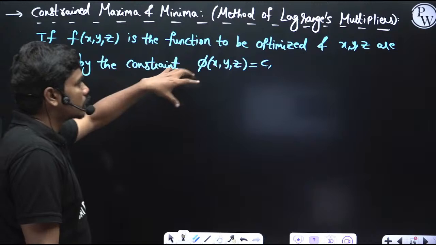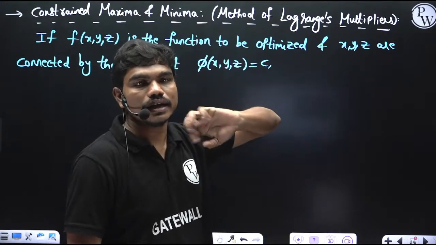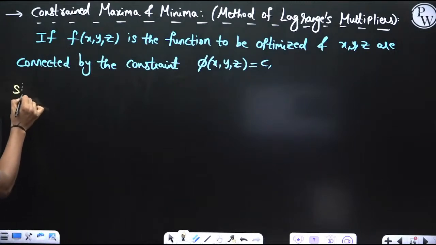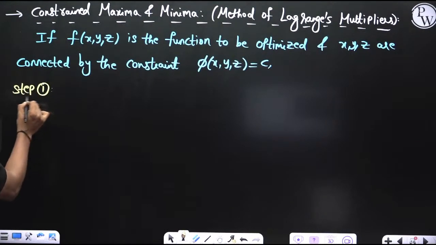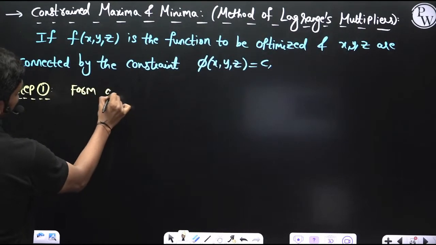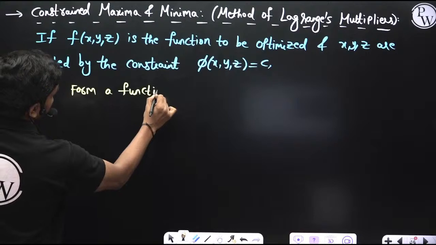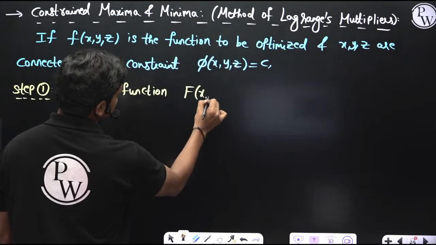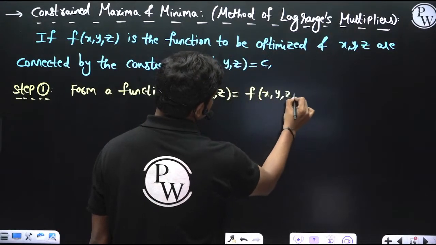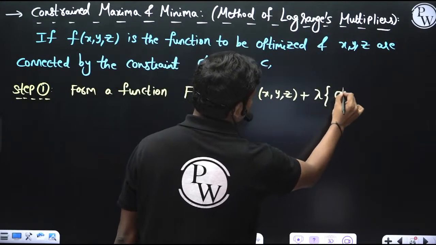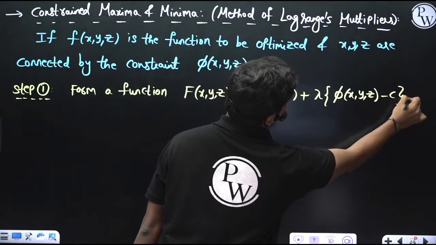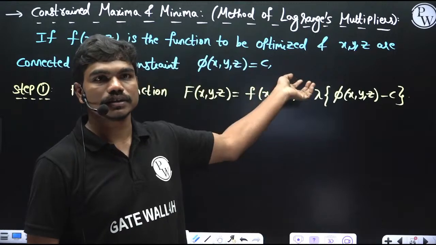So when you have such constraints, physically these variables are connected, then how to calculate the maxima and minima? Let's see this. Step one, form a function capital F of x, y, z is equal to small f of x, y, z plus lambda times phi of x, y, z minus constant C. These three are connected by some equation actually. So let's form this function.